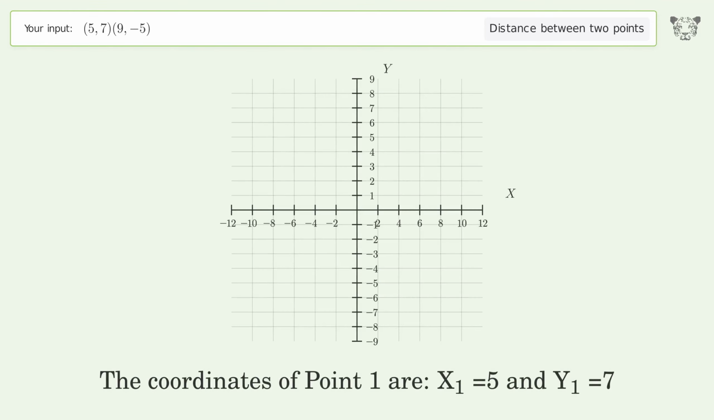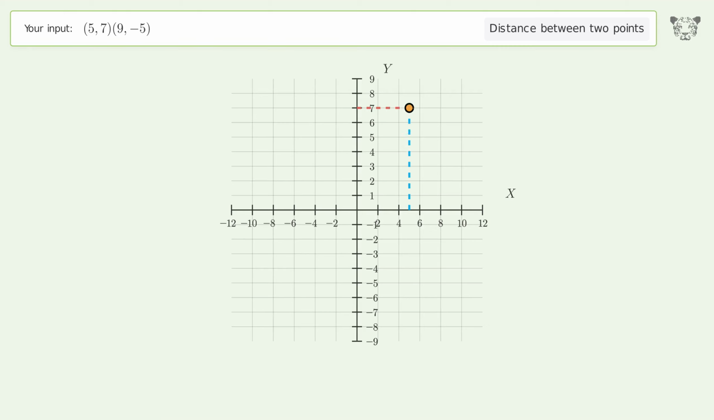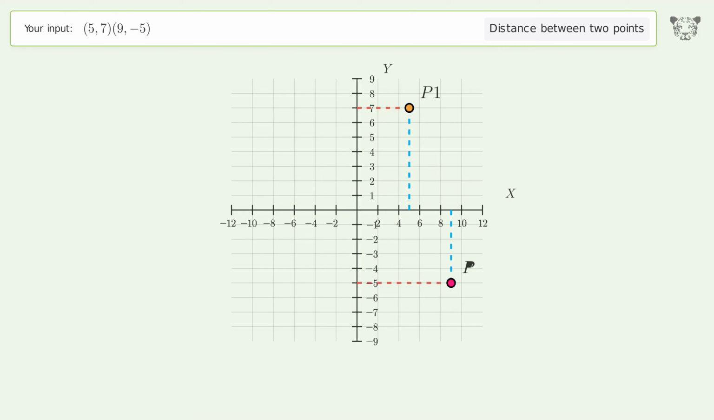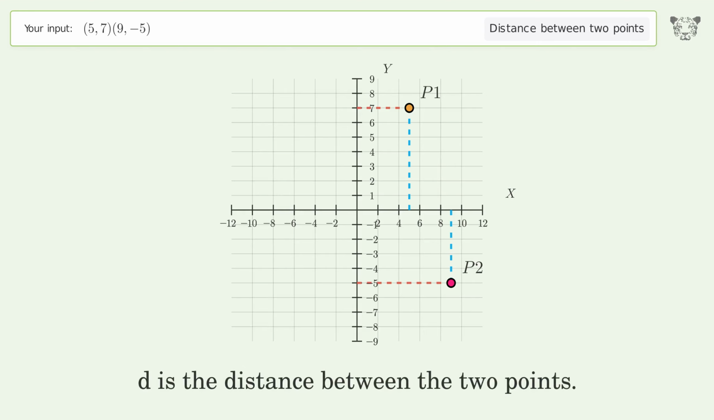The coordinates of point 1 are, x1 equals 5 and y1 equals 7. The coordinates of point 2 are, x2 equals 9 and y2 equals -5. D is the distance between the 2 points.